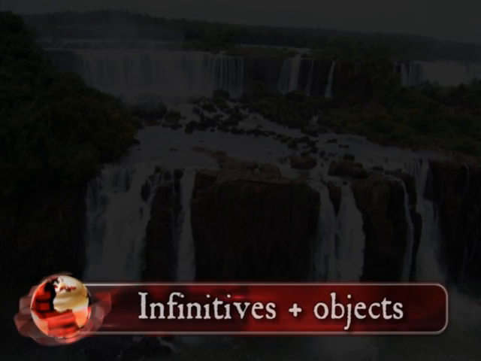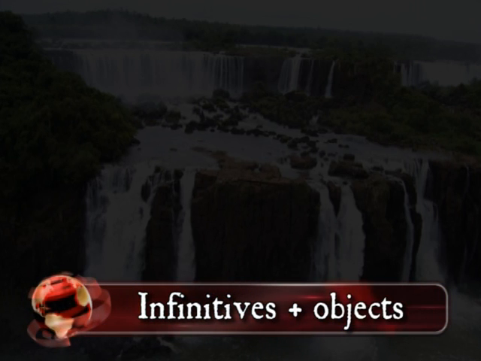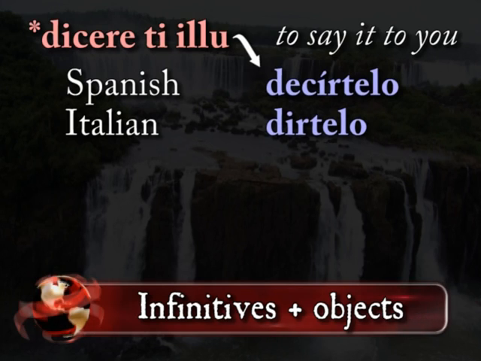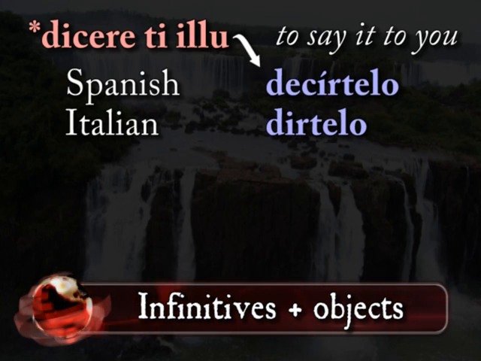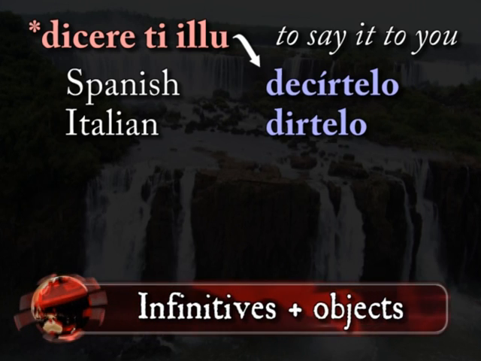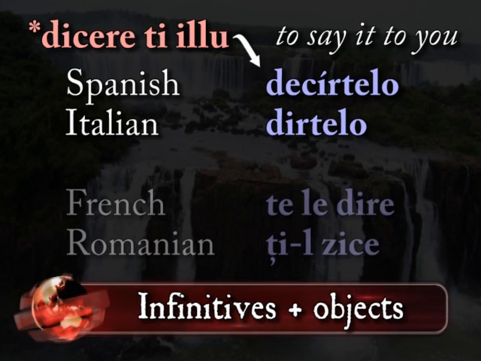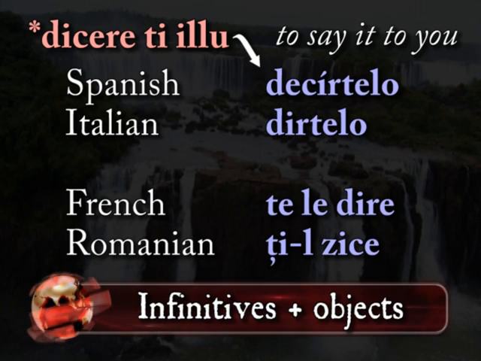These object pronouns often trail non-finite forms, particularly infinitives. Dicere ti illu, to say it to you. Spanish, decírtelo. Italian, dirtelo. But notice that French and Romanian keep them on the left.